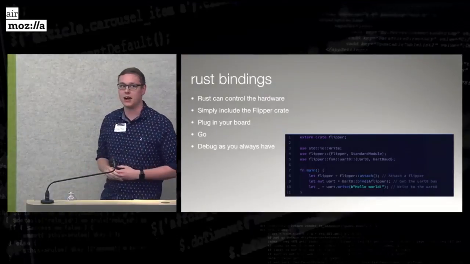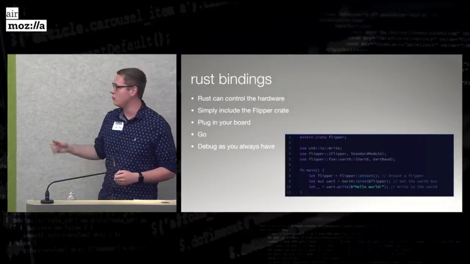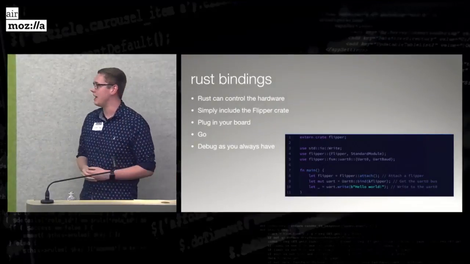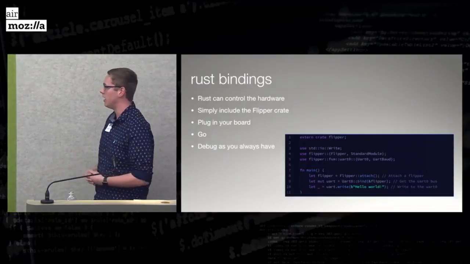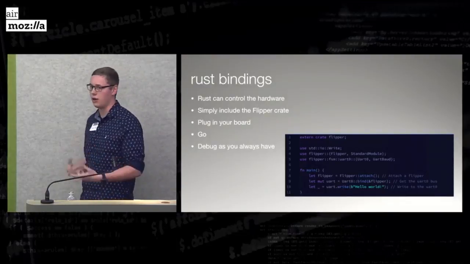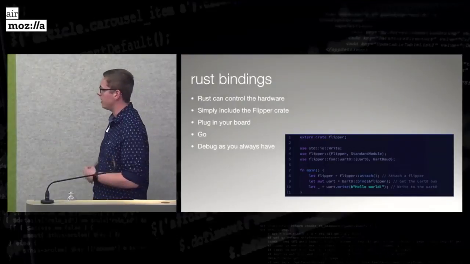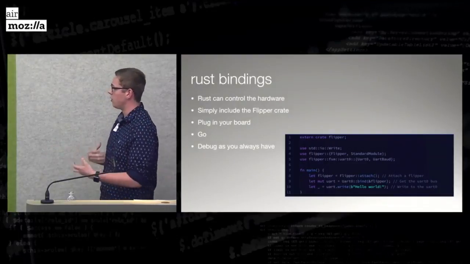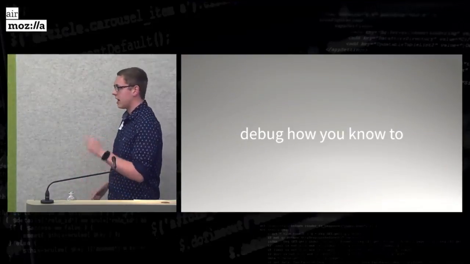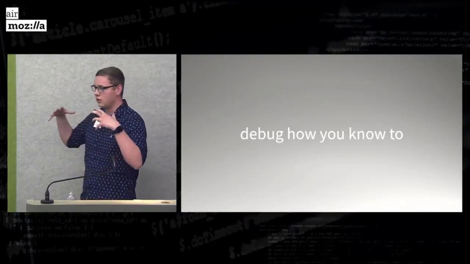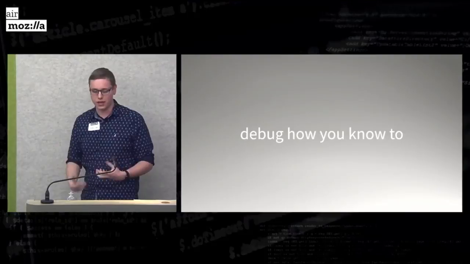So Rust bindings. Rust can control the Flipper hardware right now. All you need to do is include the Flipper crate, plug in your board, and get started developing an application. And since this is a Rust app that's running on the host computer, you'll be able to debug it just as you always have normally been able to debug code. So here's a simple application that connects to a Flipper device, grabs its UART0 bus, and then writes hello world out of that bus. So that's one thing I really, really want to hit home, and it's that you can debug using the tools and the methods that you already know how to debug with.